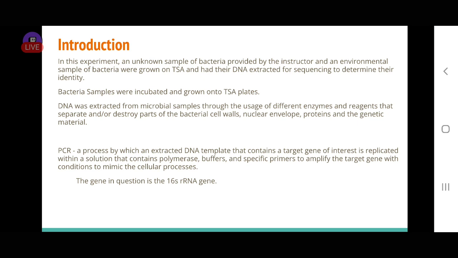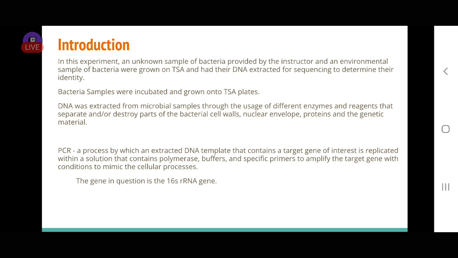In this lab, we basically had three phases. We had the phase of extracting DNA by using several reagents and enzymes to separate the cellular components from the genetic material. Next, we had PCR, which is the amplification of a specific target gene by using specific primers, polymerase, buffers, dNTPs, and different temperatures to denature, anneal, and extend the gene of interest.